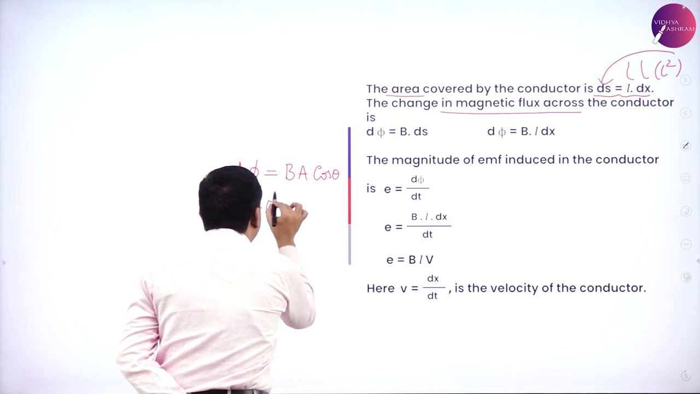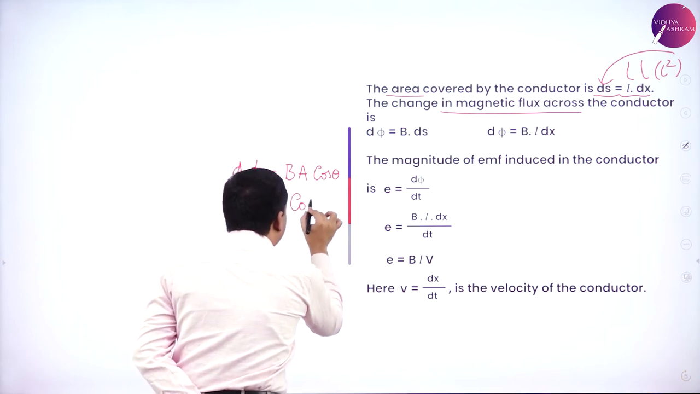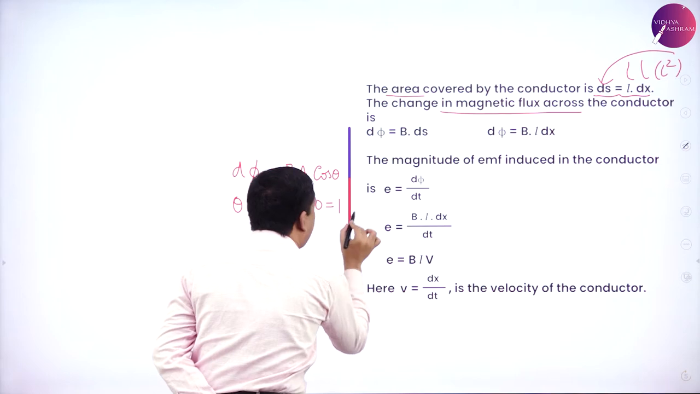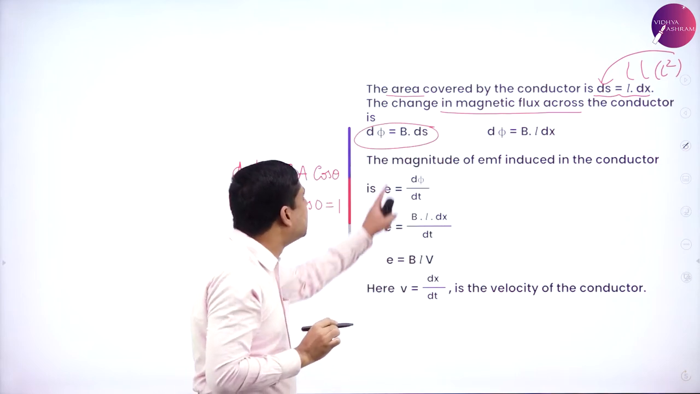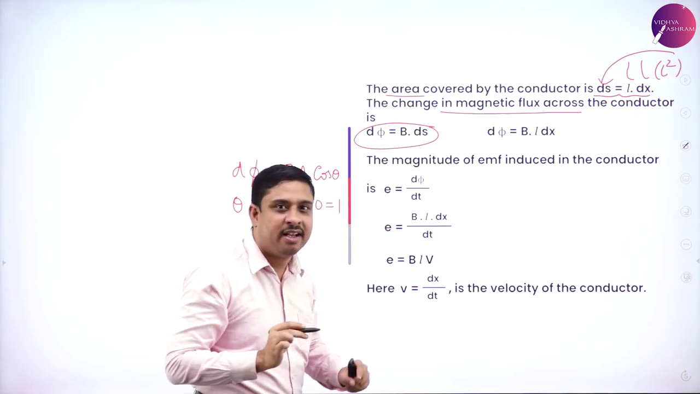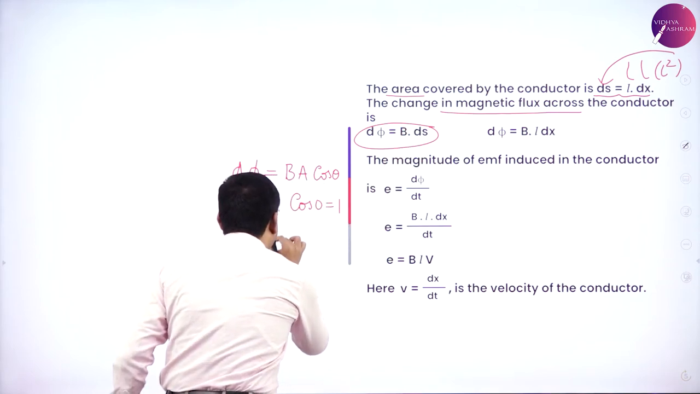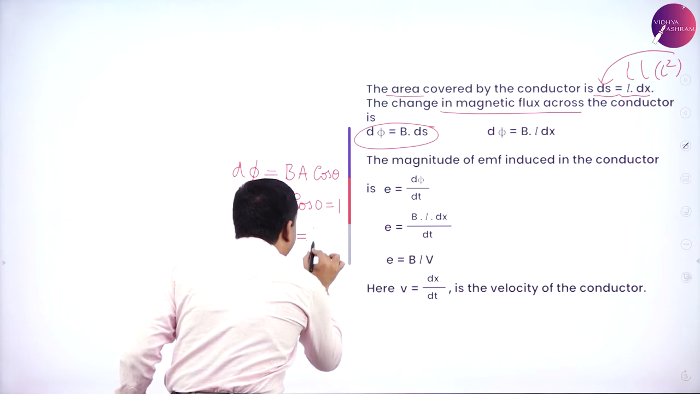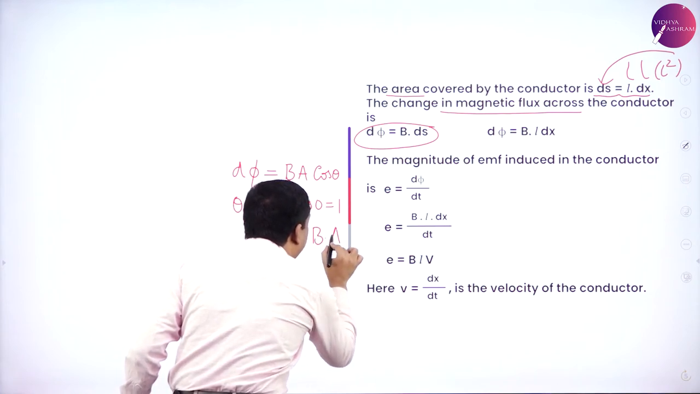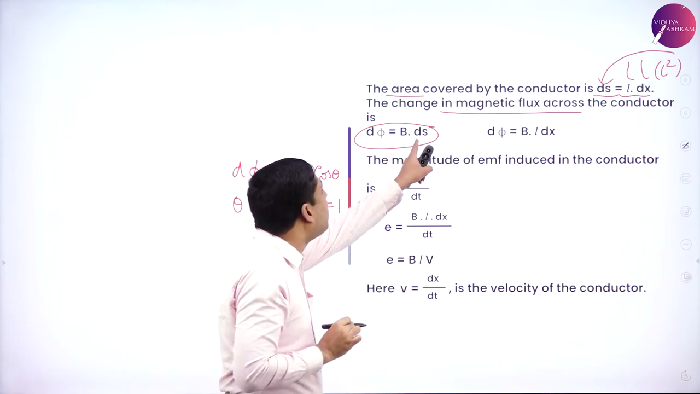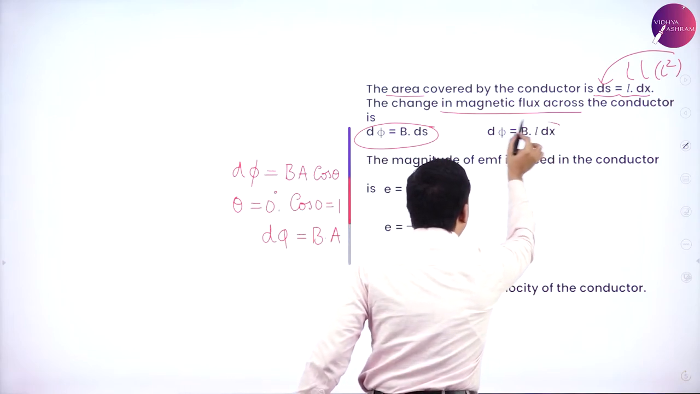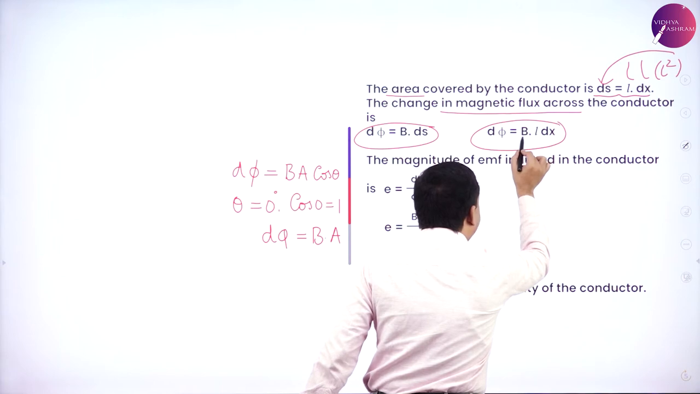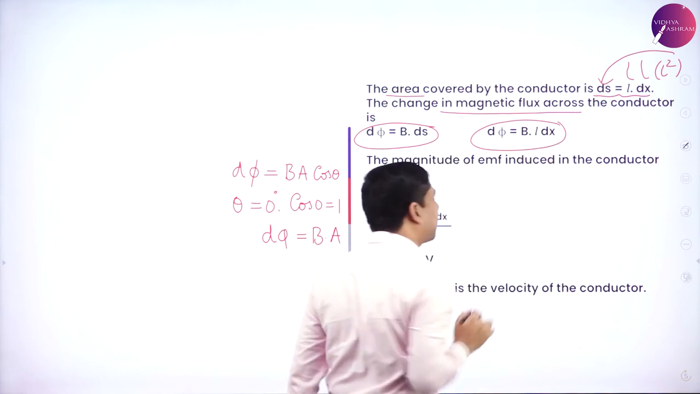Theta is 0 degrees, so cos 0 is 1. Therefore d phi is B into A, so d phi is B dot A. A I have represented as ds, the area. So d phi equals B L dx.